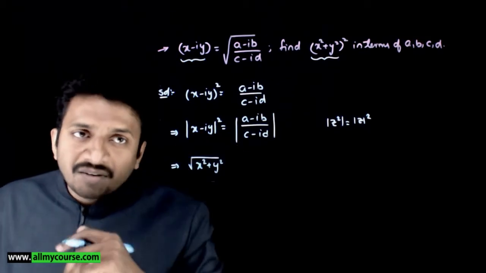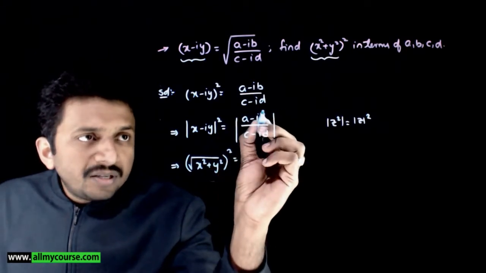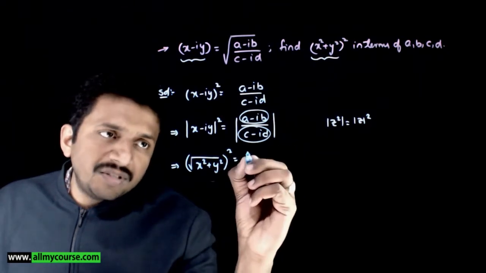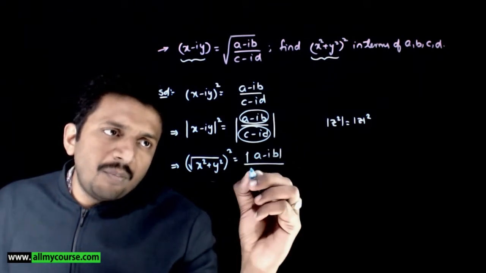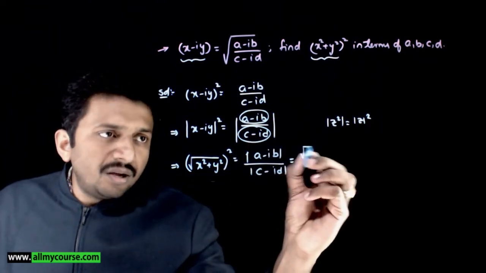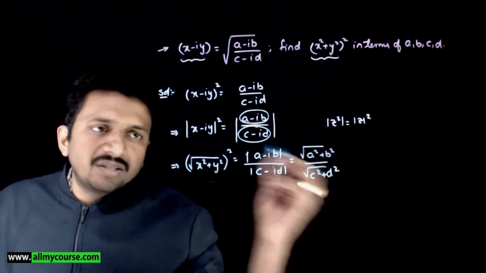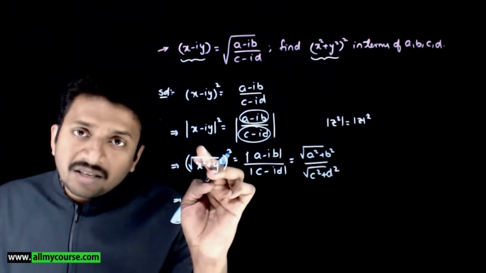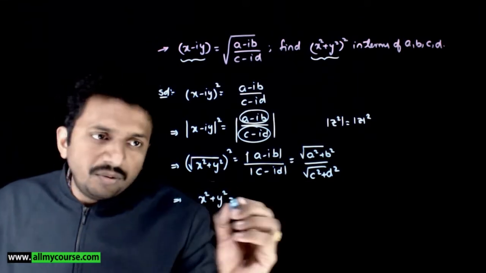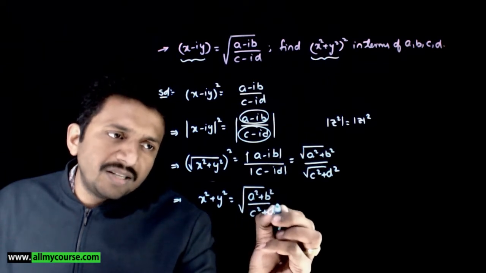So mod of (x minus iy) whole square is equal to modulus of z1 by z2, which can be written as modulus of z1 by modulus of z2, mod of (a minus ib) by mod of (c minus id). What is the mod of this? Root of a square plus b square divided by root of c square plus d square. So this implies root of x square plus y square whole square, which is x square plus y square, is equal to root of (a square plus b square) by (c square plus d square).